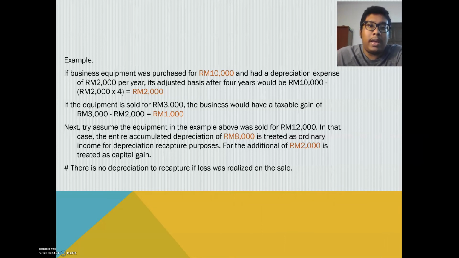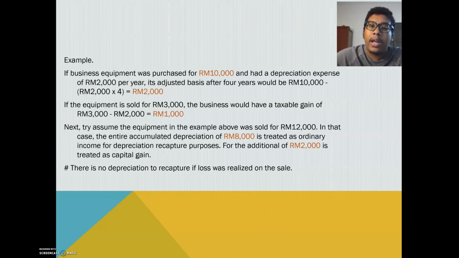Next, try to assume the equipment in the example above was sold for 12,000 ringgit. It means that its sale price is above the beginning tax basis or purchase price. In that case, the entire accumulated depreciation of 8,000 ringgit, which is 2,000 times 4, they will treat as ordinary income for depreciation recapture. So the 8,000 will be the depreciation recapture, not 1,000.